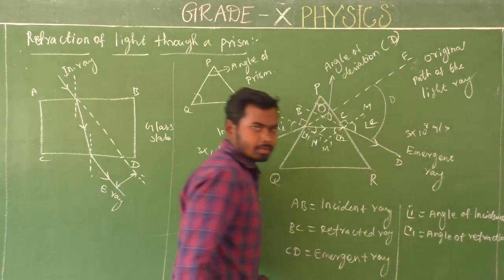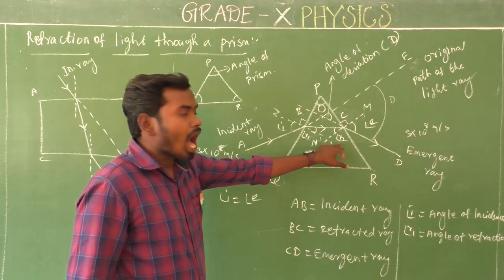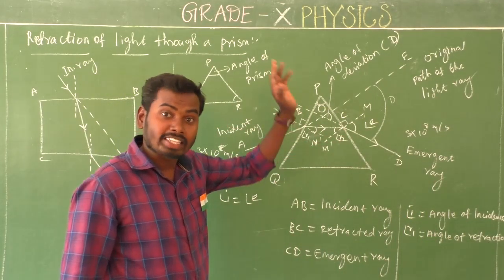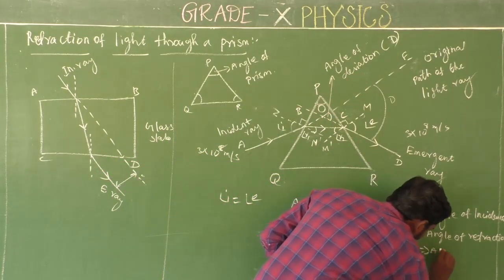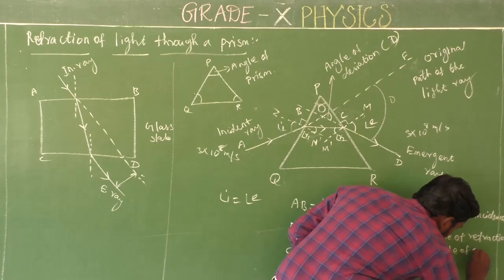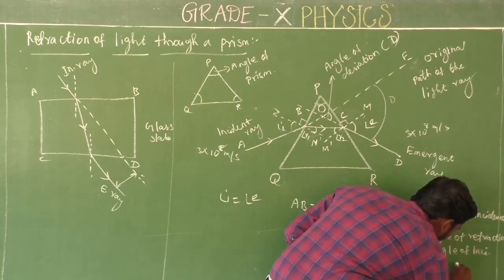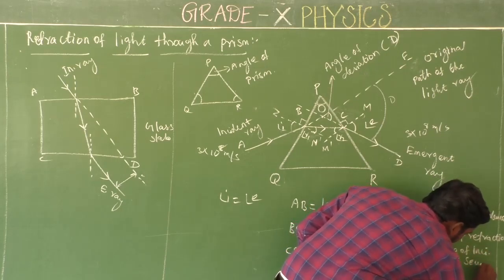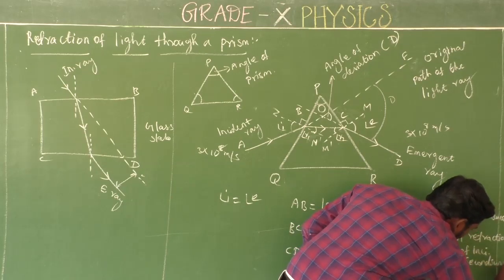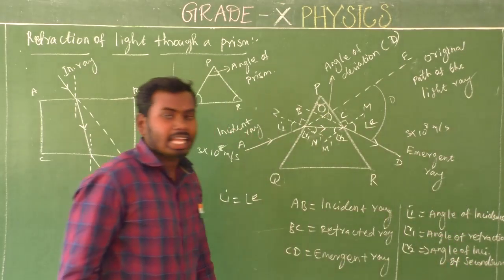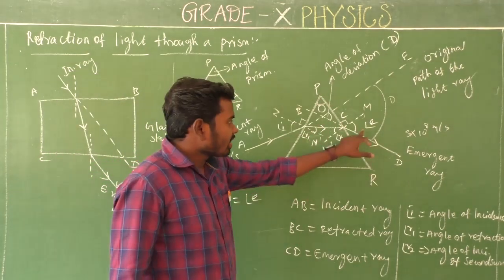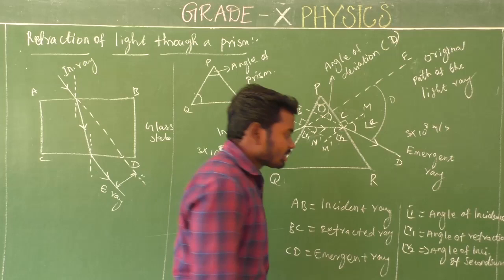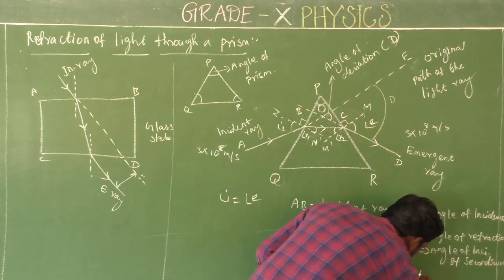Angle of refraction. And this angle R2 is the angle of incidence for the second face, the second surface of the glass prism. Then the angle E is the angle of emergence.